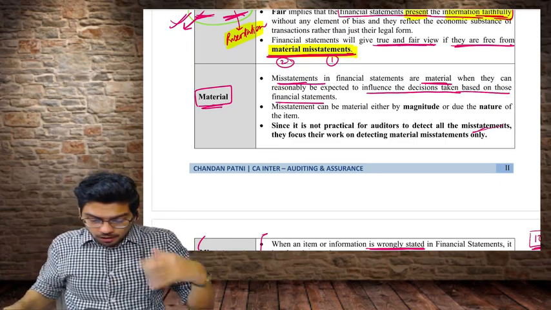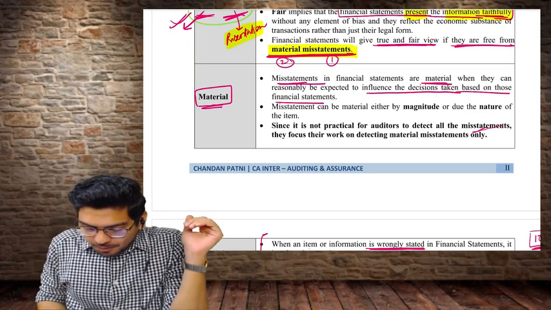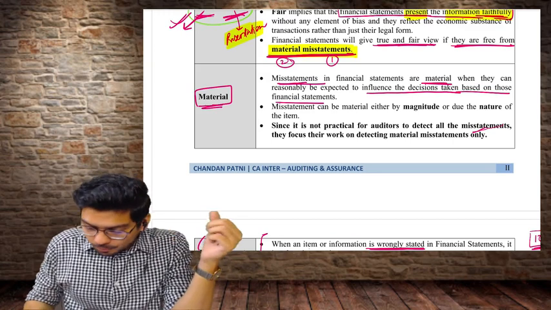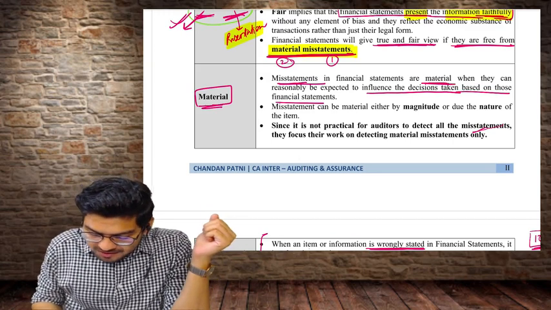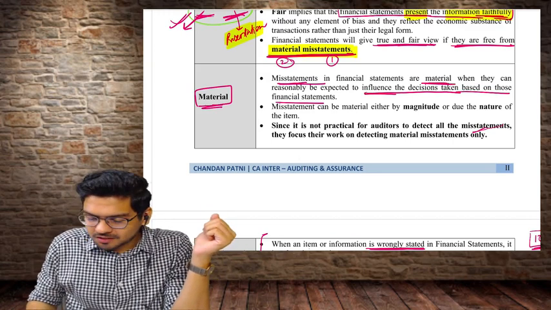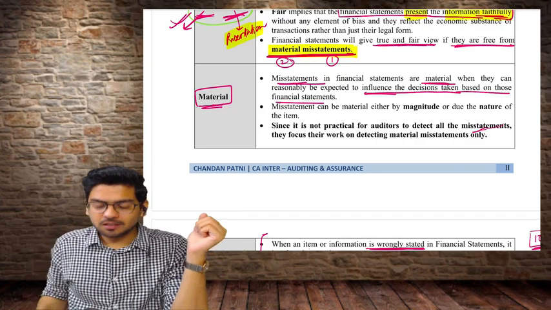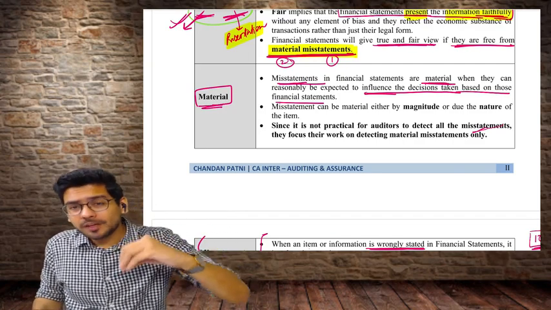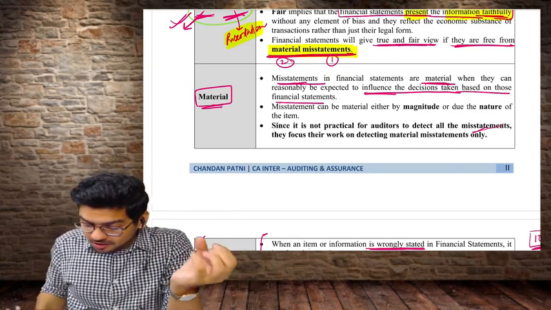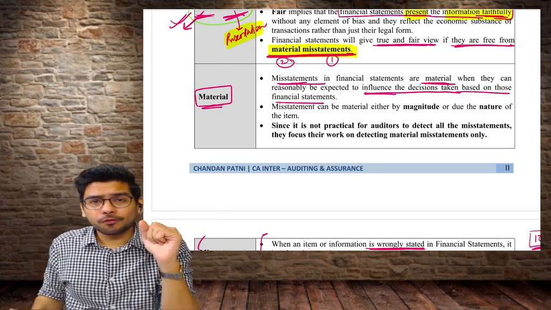Okay, now again let me read the definition. Misstatements in financial statements are material when they can reasonably be expected to influence the decisions taken based on the financial statement. When it will basically influence the decisions that the users make from the financial statements.